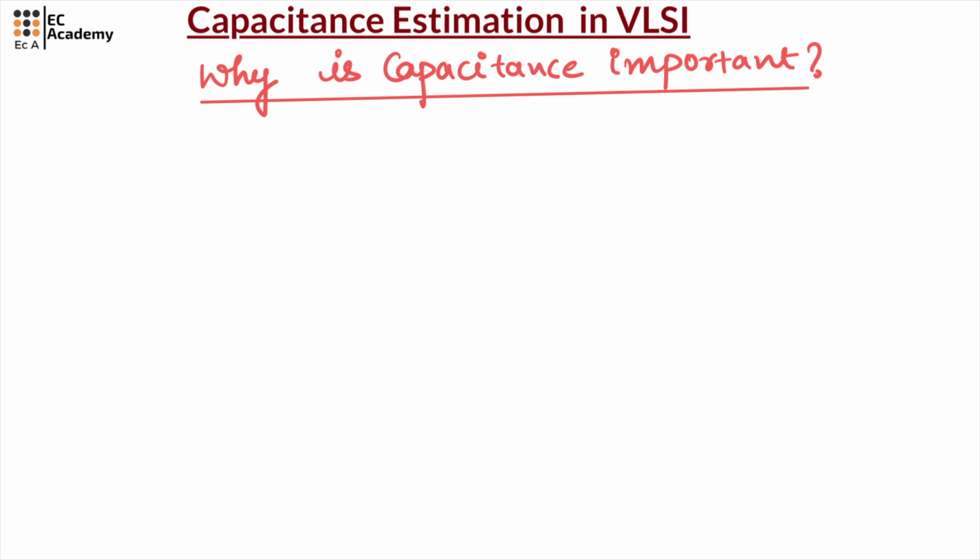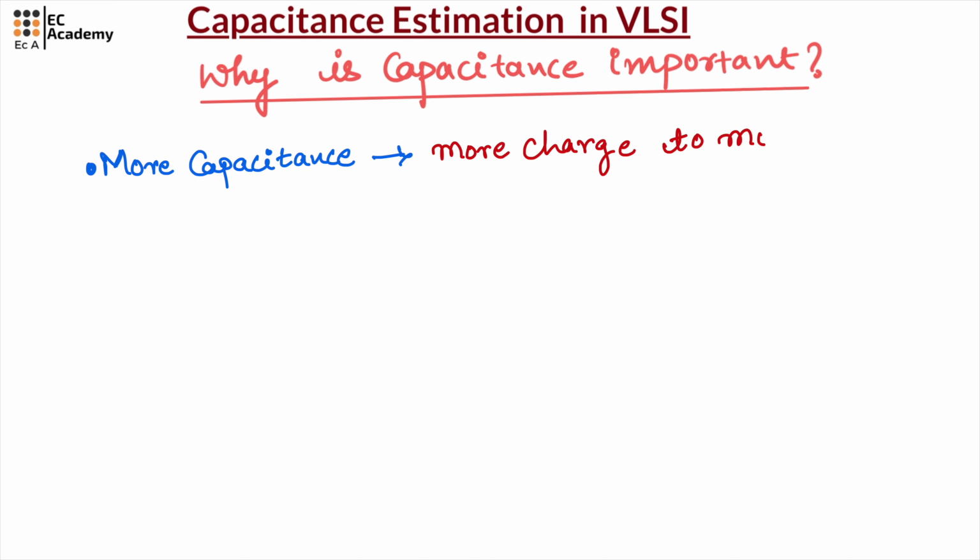Now a very important question: why is capacitance so important in VLSI? More capacitance means more charge to move. When the capacitance is large, we need more charge carriers to charge or discharge it. So if capacitance increases, the amount of charge required also increases for the same voltage. More capacitance means more delay. If we have more capacitance, the transistor needs more time to charge or discharge. Therefore, the circuit becomes slower.